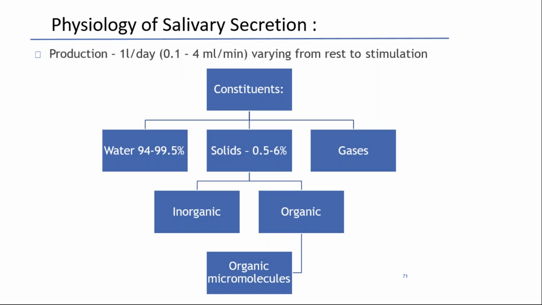So coming to the physiology part, about 1 liter of saliva is secreted from all these salivary glands, which constitutes about 90 to 95% water.